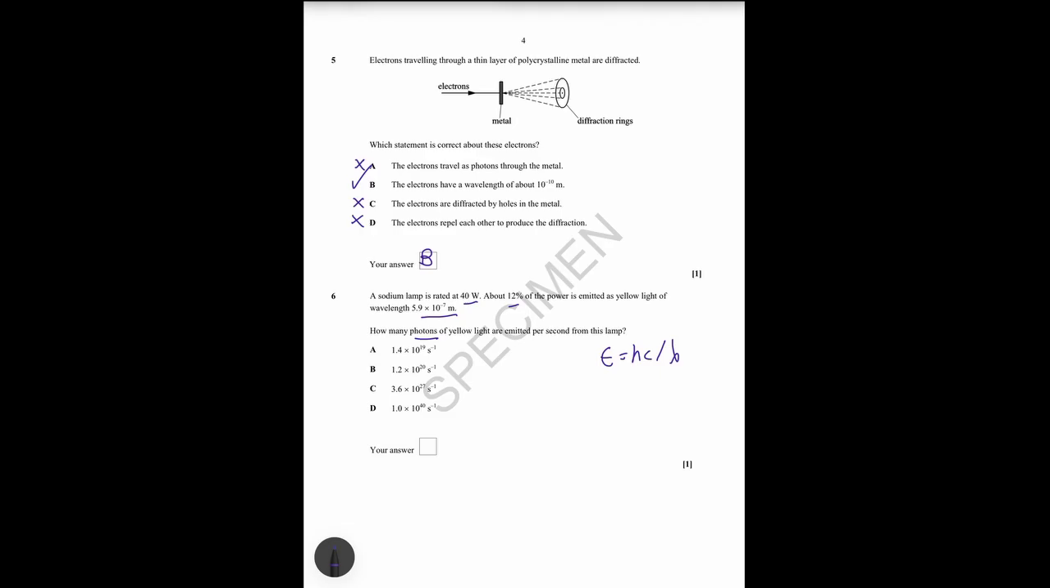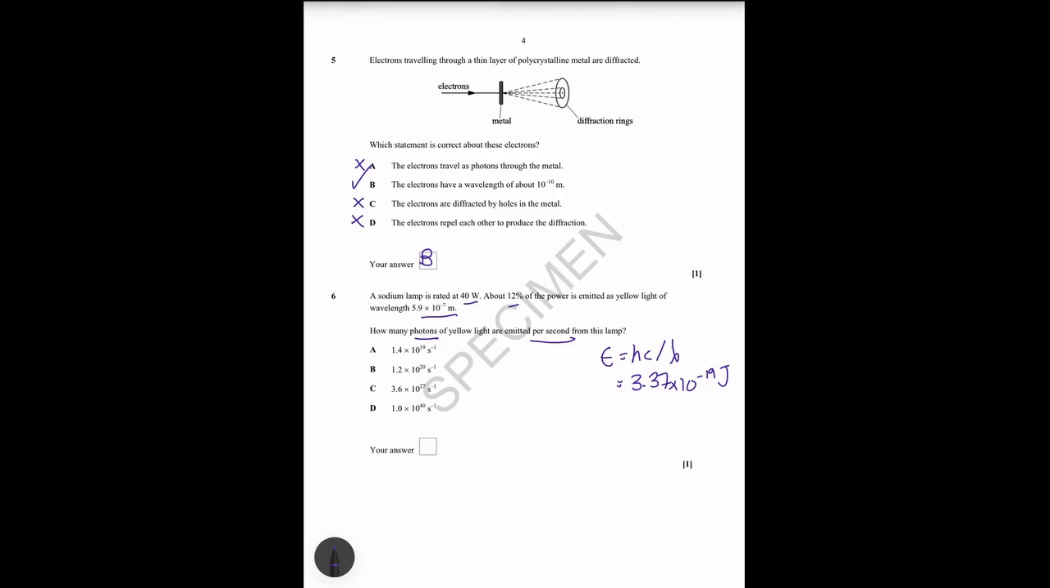So I'm just going to put the numbers in the equation. I can't be bothered to write them all out, but basically I found out the energy of one photon is going to be 3.37 times 10 to the minus 19 joules. Okay, well, what can I do with this information now? I know that the sodium lamp is rated at 40 watts. And here it also says per second, so that's giving me a clue that it's going to be something to do with the power.